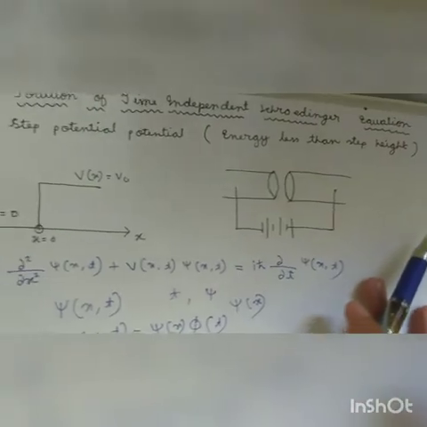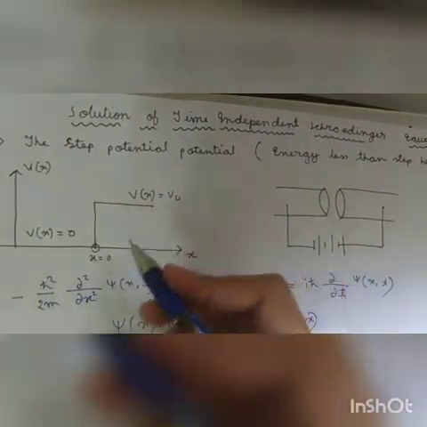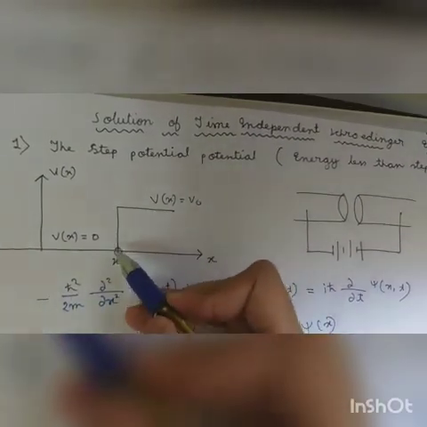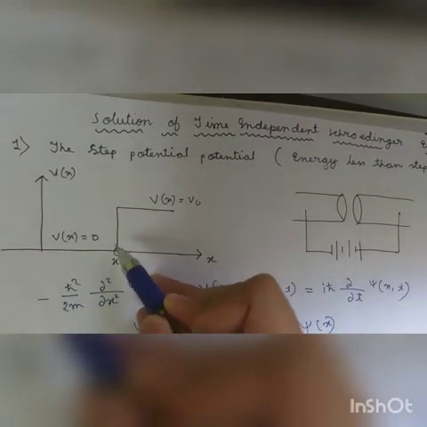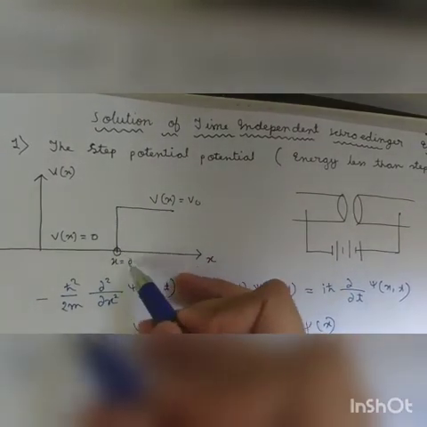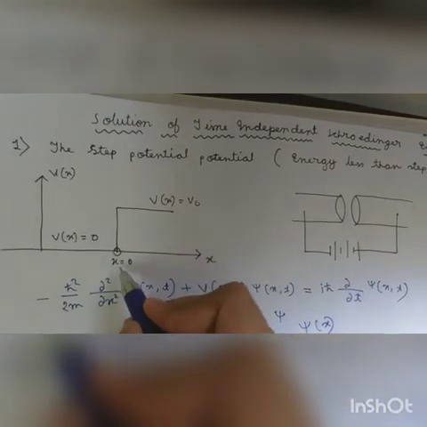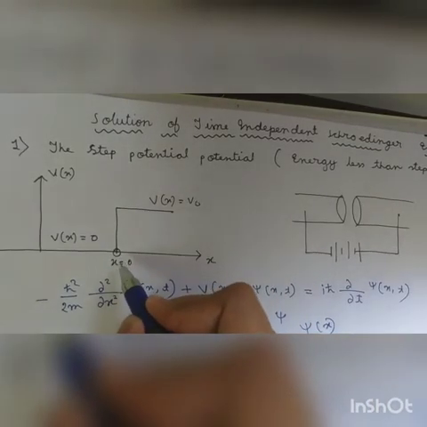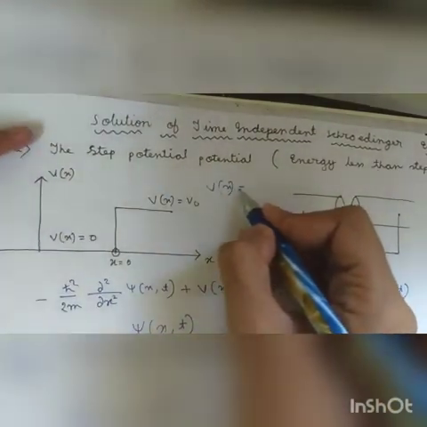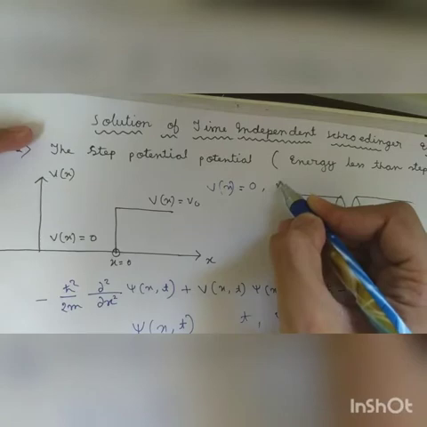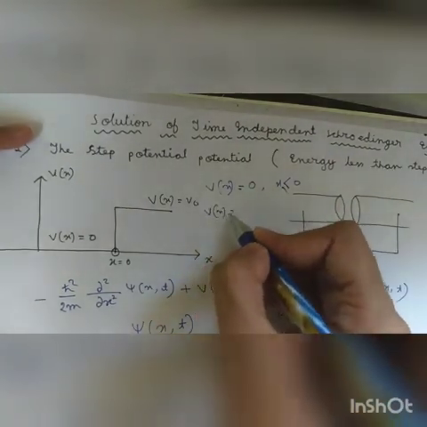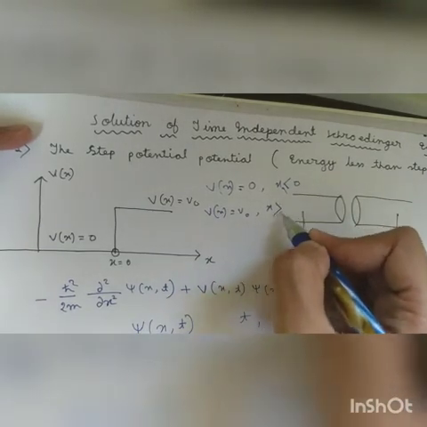So what is a step potential? A step potential is something where for a certain region of space the potential is 0 and it changes abruptly to another value, that is V0 here, at some point on the spatial axis. We have denoted it x equals 0 in this case. So the potential is V(x) equals 0 for x less than or equal to 0 and V(x) is V0 for x greater than or equal to 0.